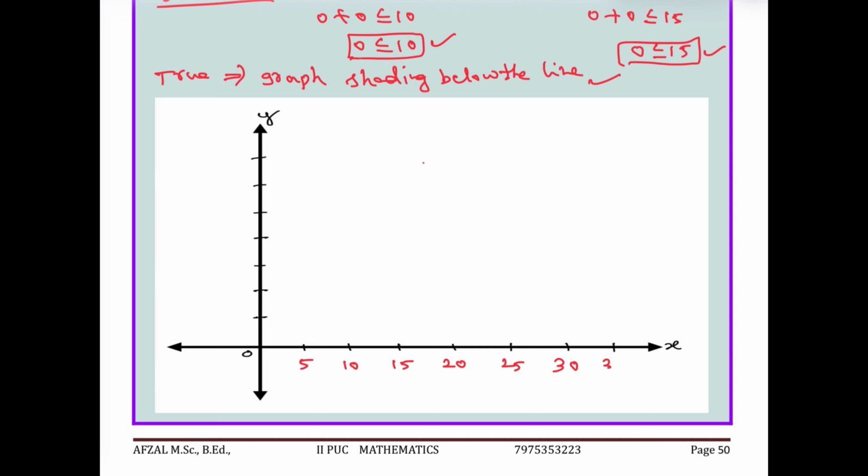Then we need to find dy by dx, that means dy by d theta divided by dx by d theta. dy by d theta is A theta sin theta, divided by dx by d theta, which is A theta cos theta.